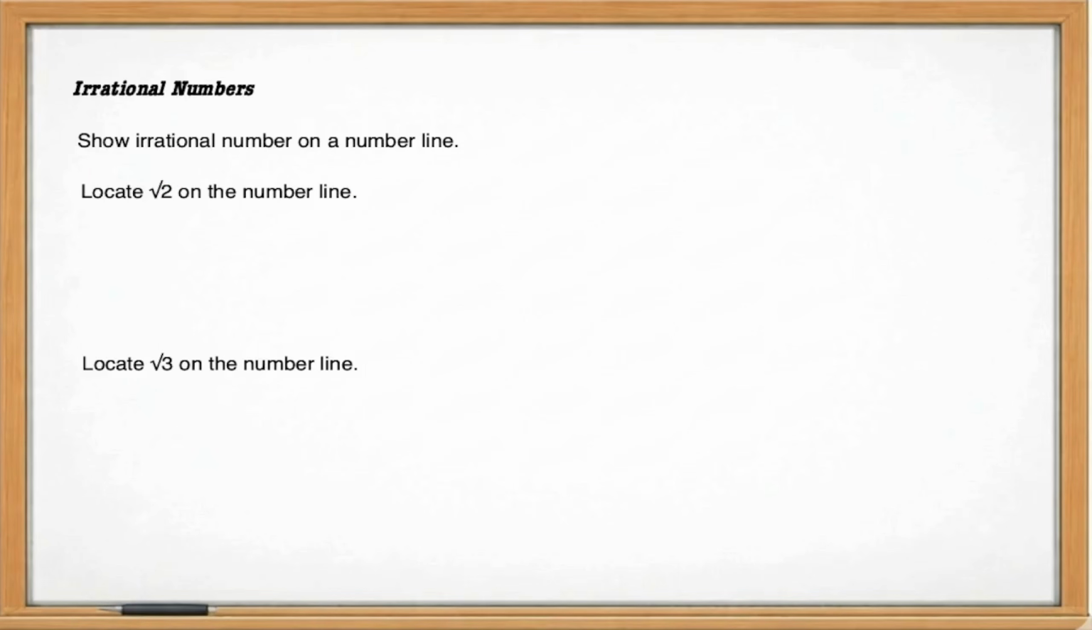Irrational numbers. Show irrational numbers on a number line. Irrational numbers means like root 2, root 3, root 5. We should represent these on a number line. These questions are very important and will be sure for your exam. This I will do in a separate video. The link to this video will be in the description box. Please do check it out. So let's move to the next page.